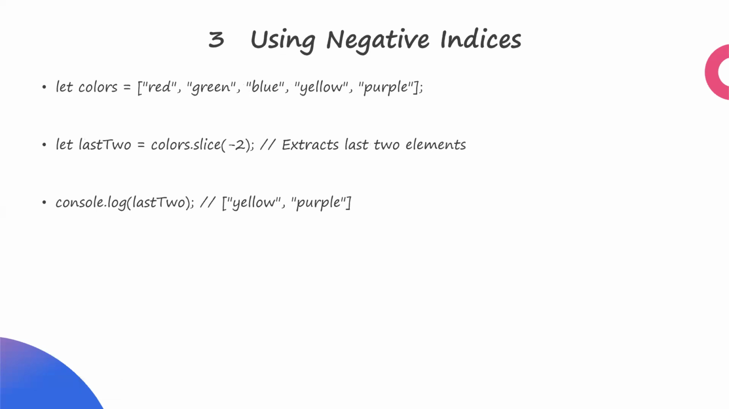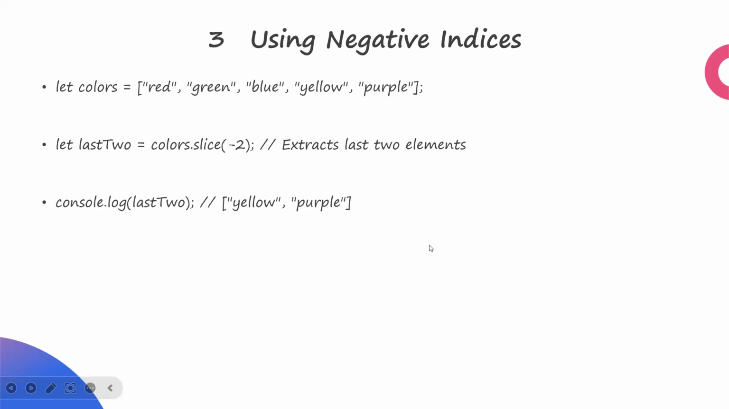You can also use negative indexes. If you are using negative indexes, like -2, the negative index will start to count from the end. This purple is at -1, yellow is at -2. So we are going to count from yellow to purple. That's why we got yellow and purple.